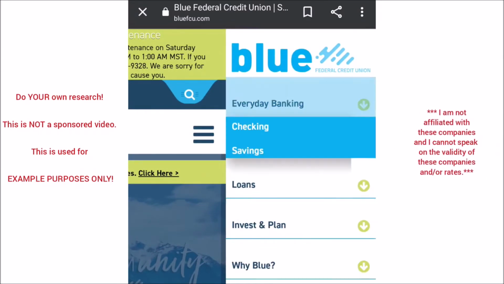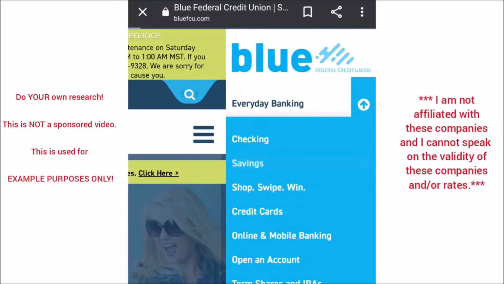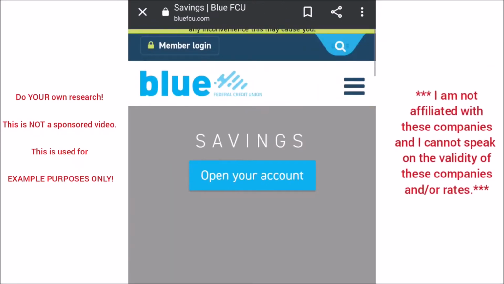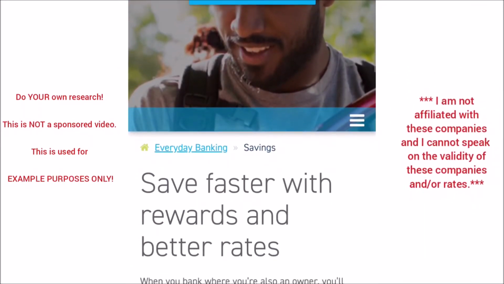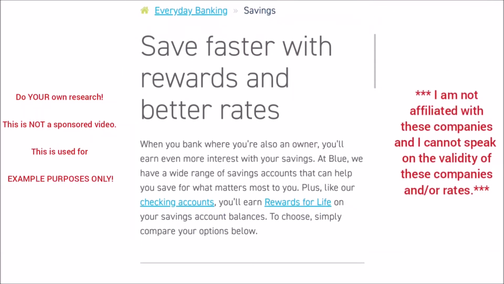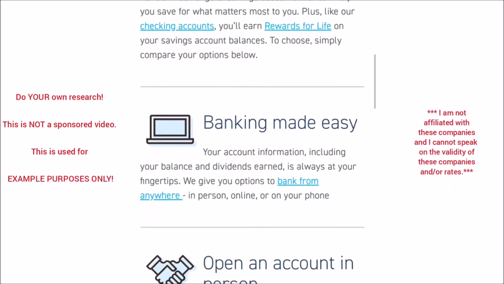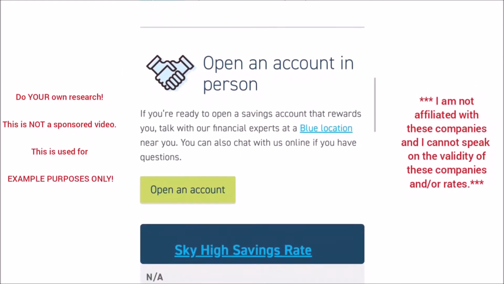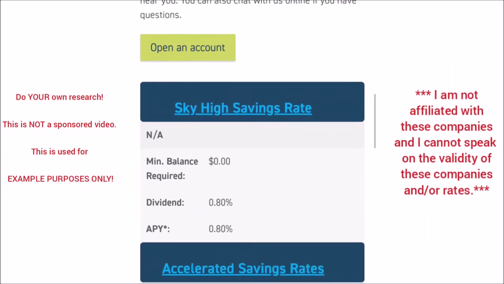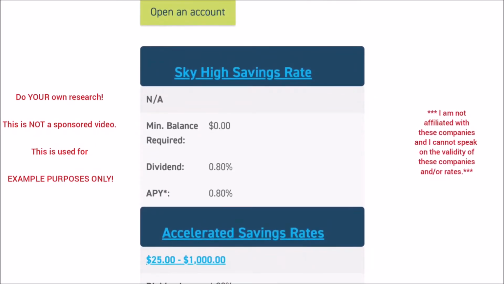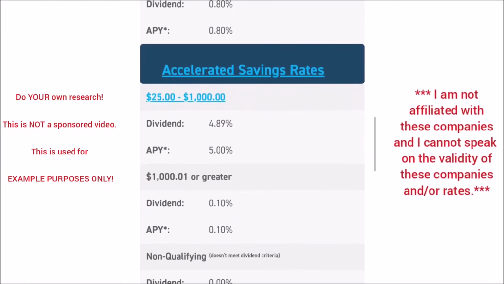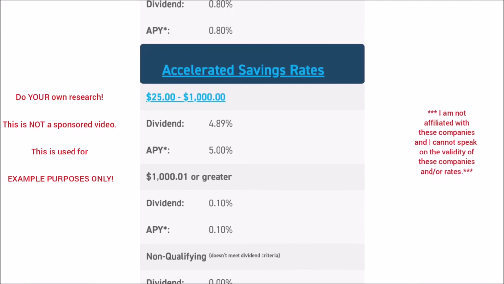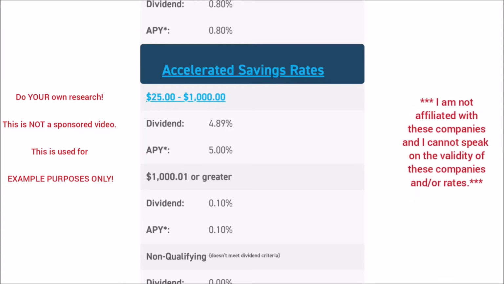Now, this next site is Blue Federal, which is another one that I was sent by my friend to check out. I go to the savings account, and the website seems very user friendly, but there are only about 3 or 4 different accounts. The first one is Sky High Savings Rate, which has a dividend of 0.80 and an APY of 0.80.